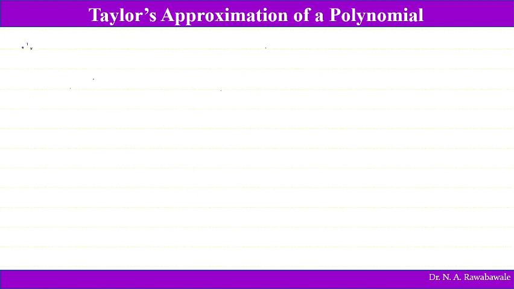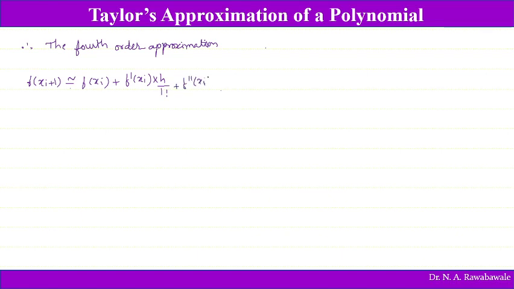Therefore the fourth order approximation is given as f of xi plus 1 is approximately equal to f of xi plus f dash of xi into h divided by 1 factorial plus f double dash of xi h square divided by 2 factorial plus f triple dash of xi h cube divided by 3 factorial plus f fourth of xi h to the power of 4 divided by 4 factorial.